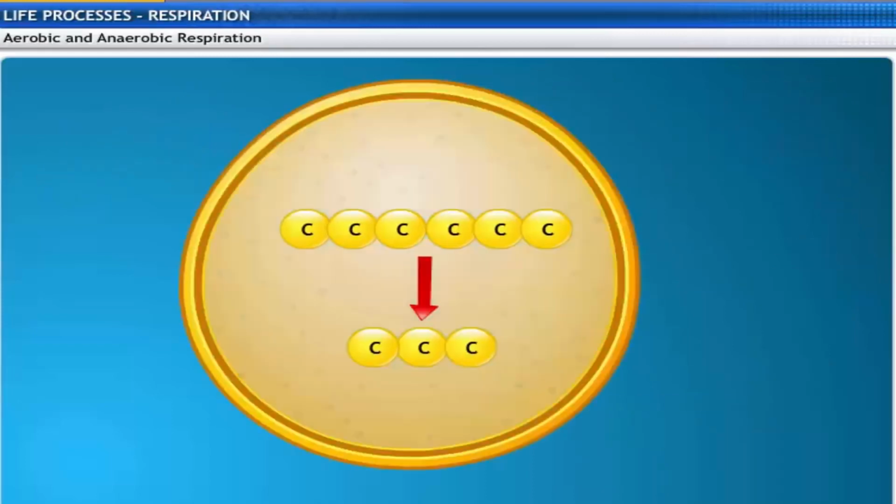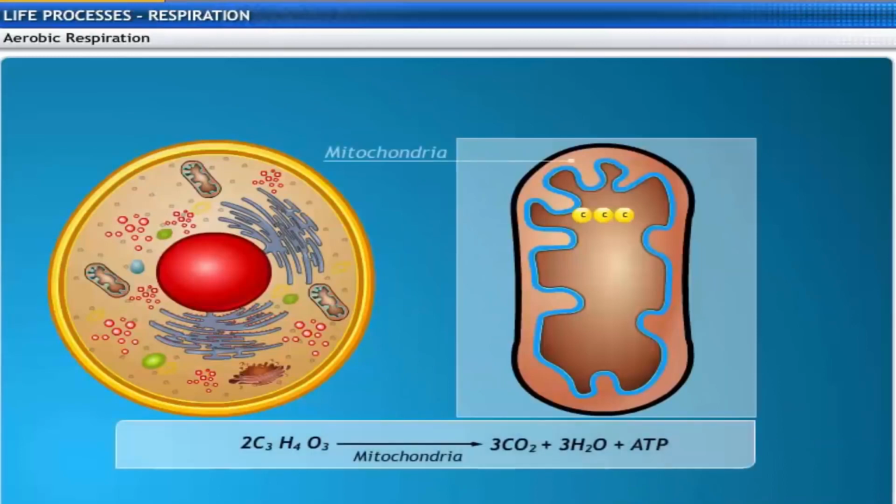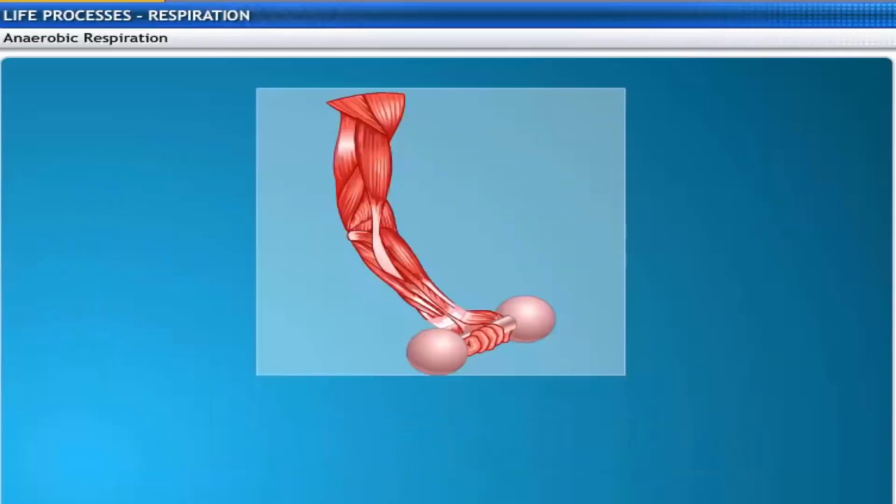This entire process takes place in the cytoplasm of the organism. In aerobic organisms, the pyruvate molecule is further broken down in the mitochondria of a cell. In this process, the pyruvate molecule that contains 3 carbon atoms is broken down into 3 molecules of carbon dioxide and 3 molecules of water.